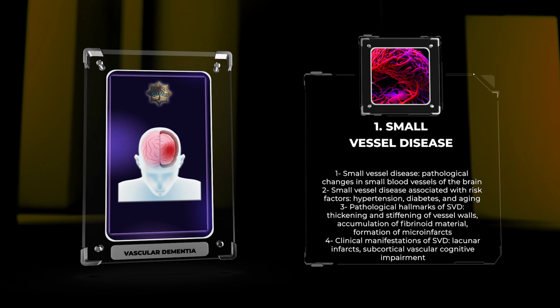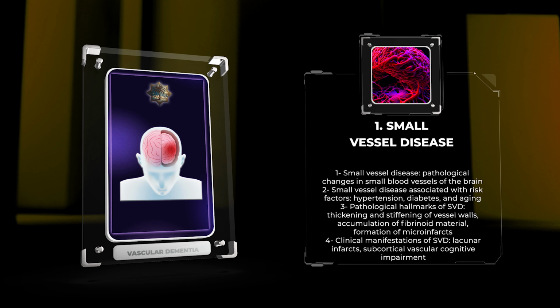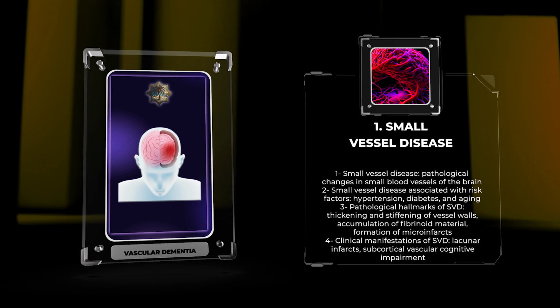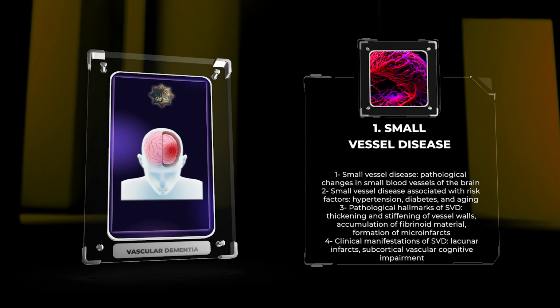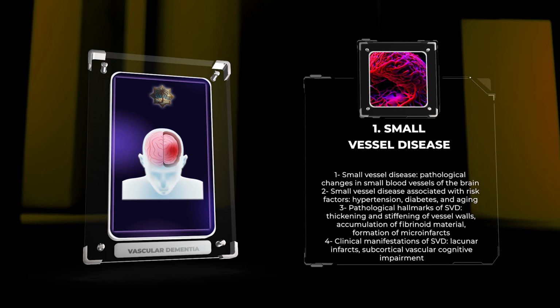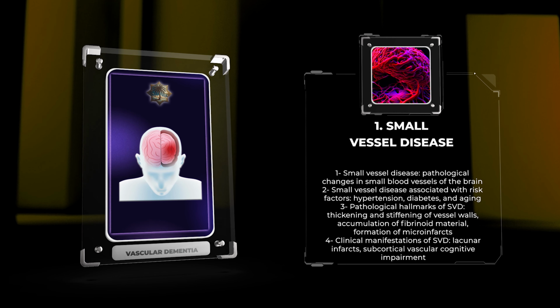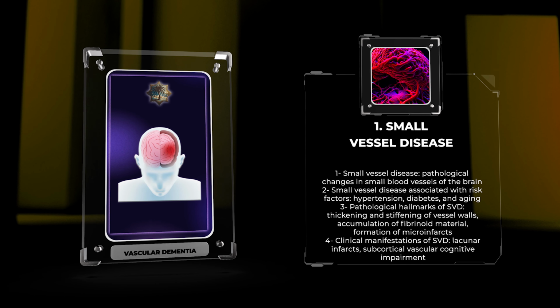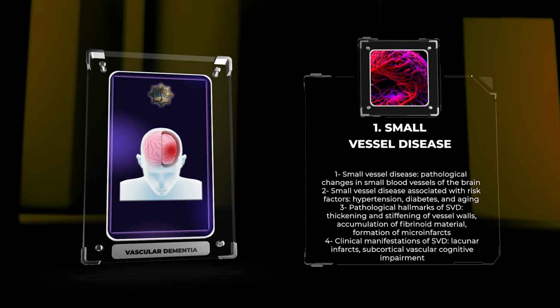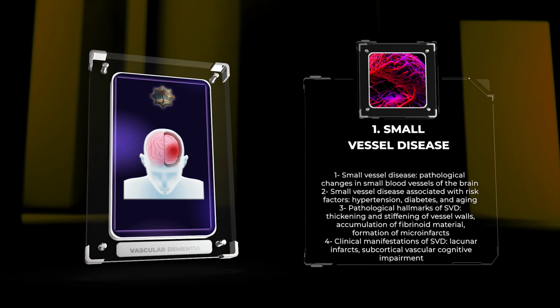The pathological hallmarks of SVD include the thickening and stiffening of vessel walls, accumulation of fibrinoid material, and the formation of microinfarcts. These changes can result in ischemia, reduced cerebral blood flow, and subsequent neuronal damage. Clinically, SVD often manifests as lacunar infarcts and subcortical vascular cognitive impairment.